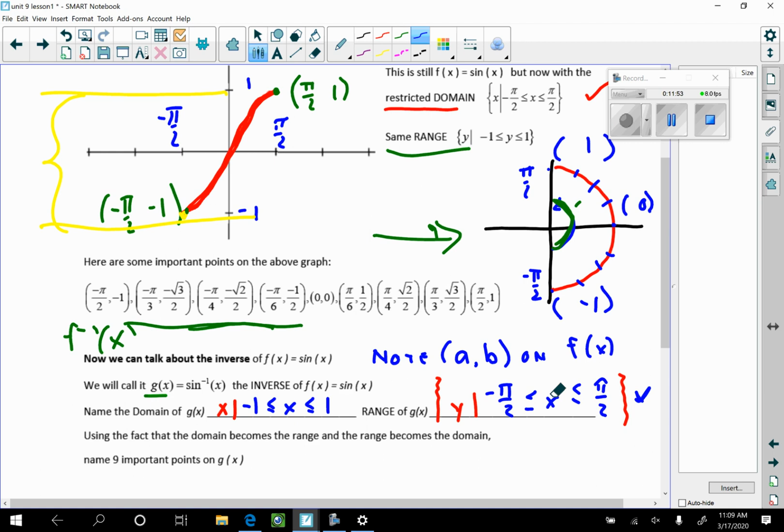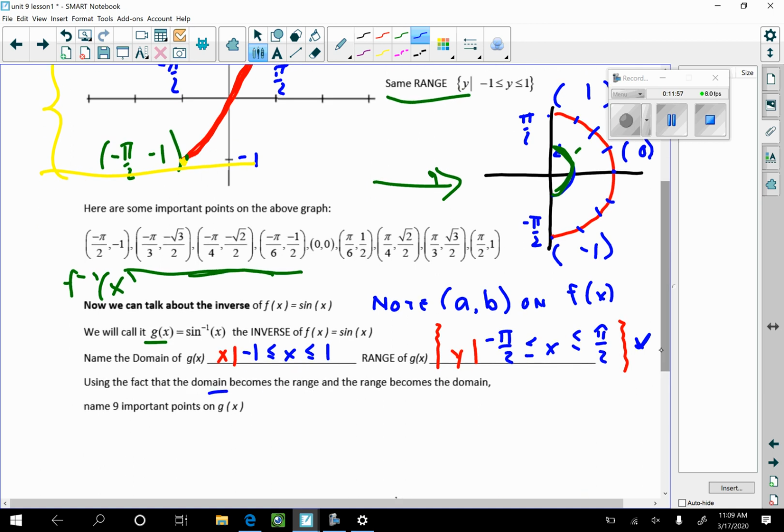And now what we want to do, and we know this, domain becomes the range. What we're going to do is name important points on g of x. Oh my goodness gracious, well, you know how to do this. And when we did this, all of you did this quite well. And I'm not going to go through this. What I'm going to do is just come up with some nice points. A, B, B becomes A.